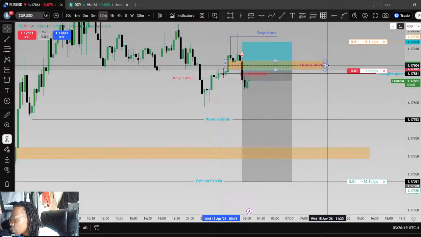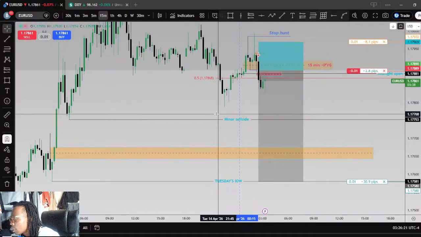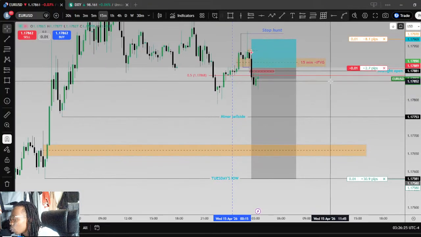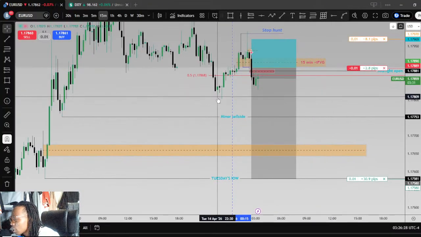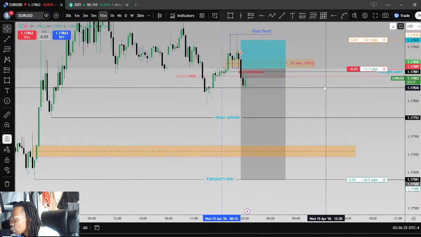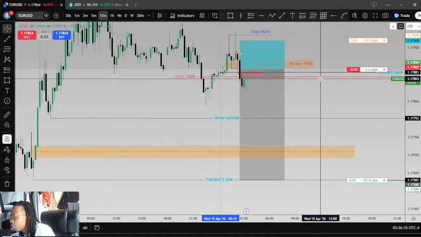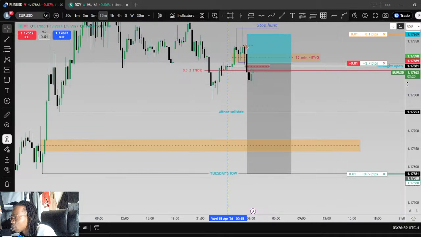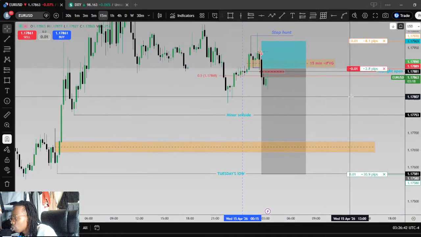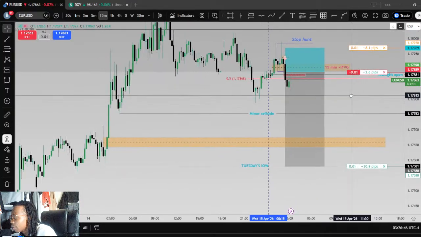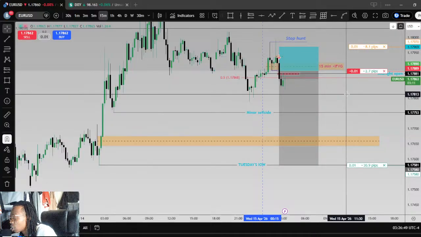Still respecting that 15-minute inversion fair value gap until we take out this low. I'm gonna consider moving my stop loss if we take out this low. Okay, so we have 4 minutes to see how the 30-minute candle closure will be, and that will determine how the trade continues being managed from that 30-minute closure.